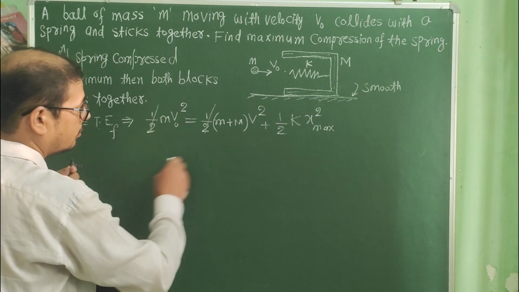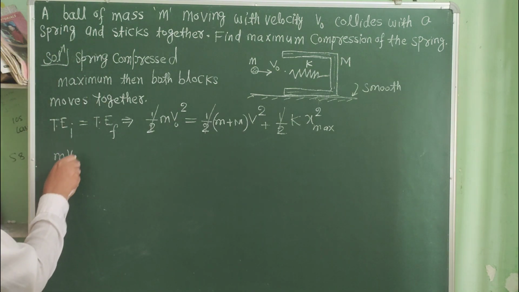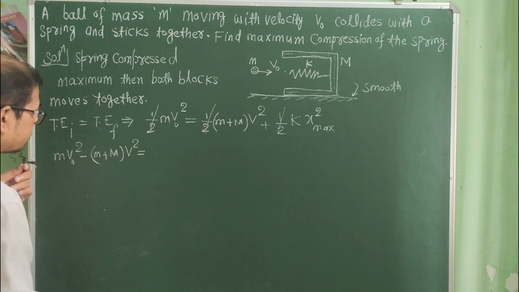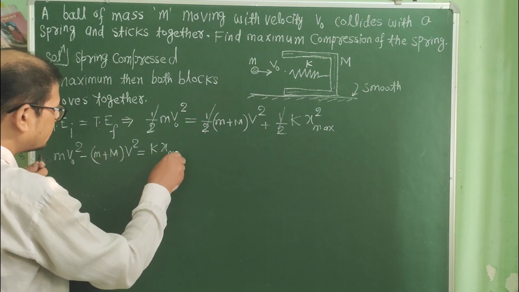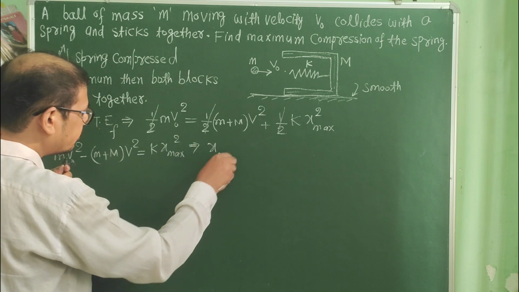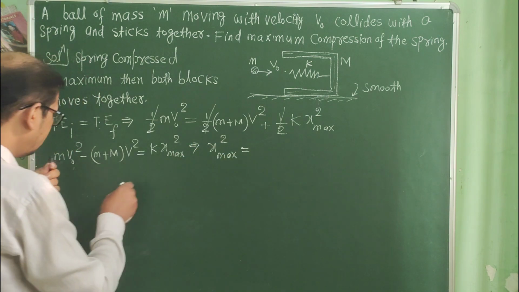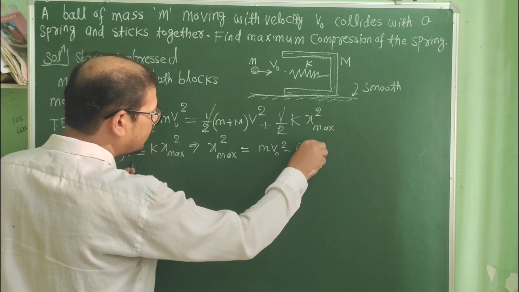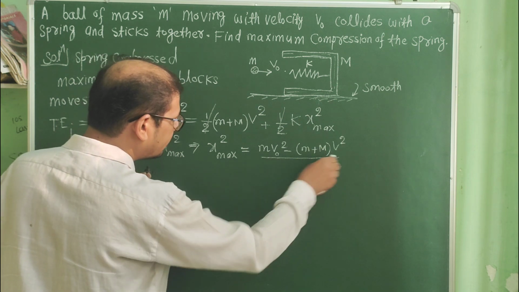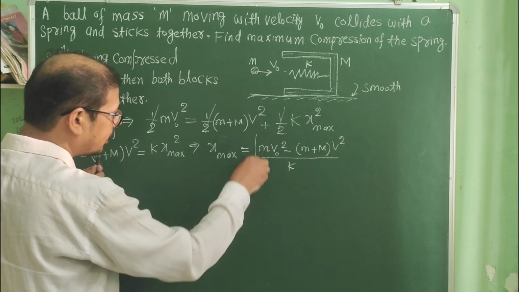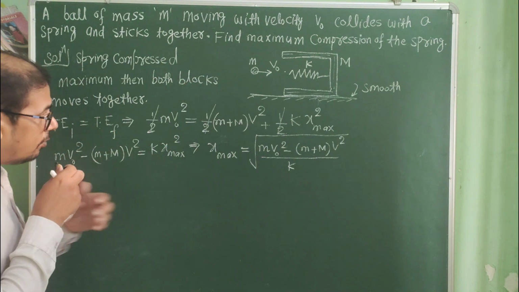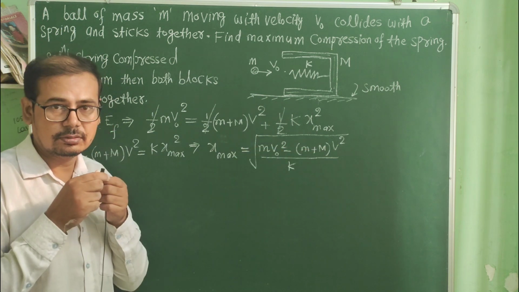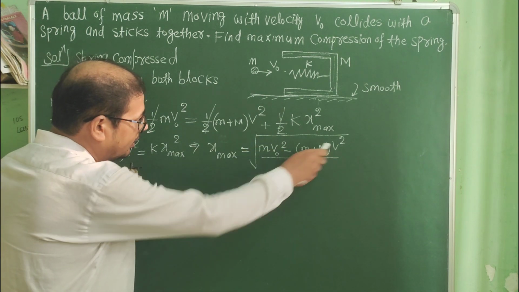The 1 by 2 cancels on all terms. So m v naught square minus small m plus capital M times v square equals k x max square. So x max square equals m v naught square minus small m plus capital M times v square, divided by k. The square root is taken here and this is the result. Now v naught, small m, capital M, and k are given in the question. So we have to determine v and put it here to get the result.